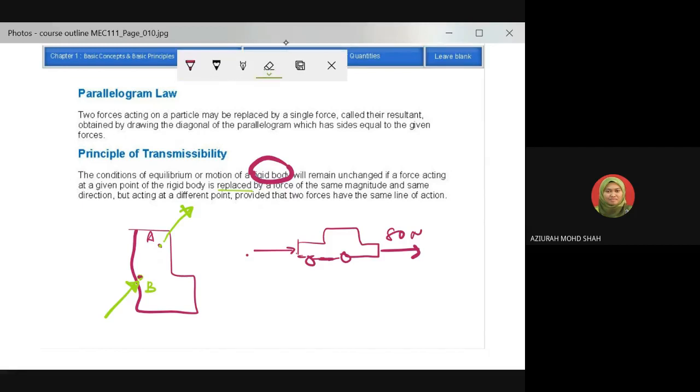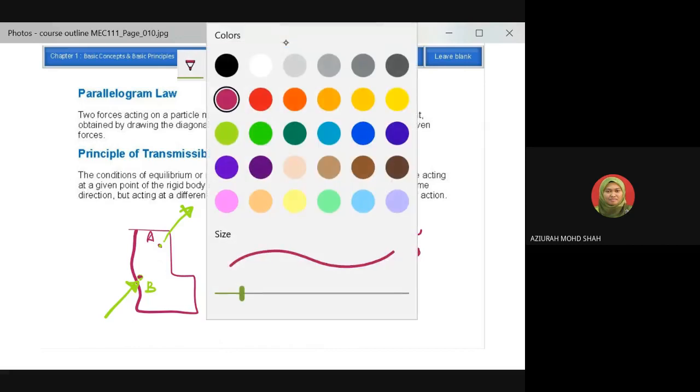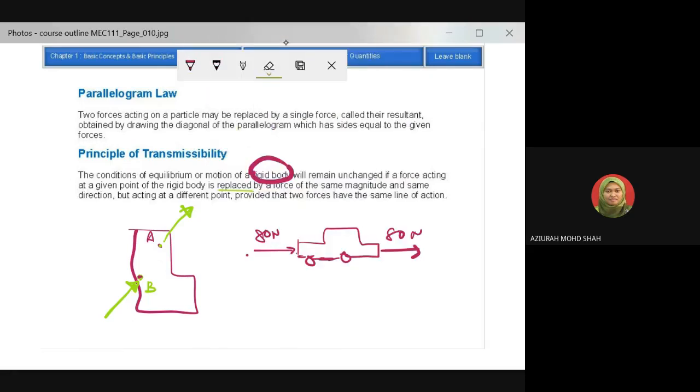Kita fikir dia jadi logik lah. Okay, saya buat kat sini 80 Newton. Ya, dia masih lagi dalam keadaan yang sama, equilibrium dia tidak berubah. Masih lagi ni. Maksudnya saya tukar kat sini. Okay, boleh? Tak ada masalah. Kita replacekan dia. Okay, back to our diagram here. Kita replacekan dengan same magnitude.